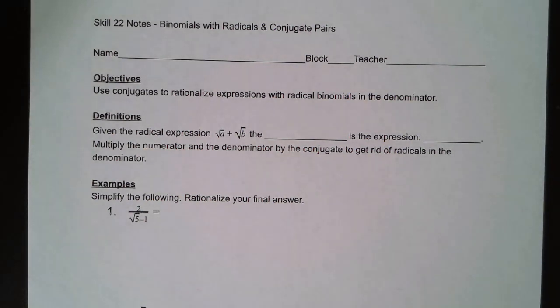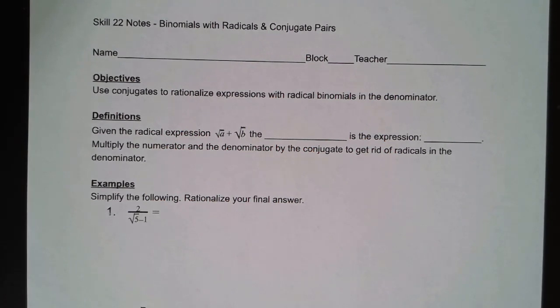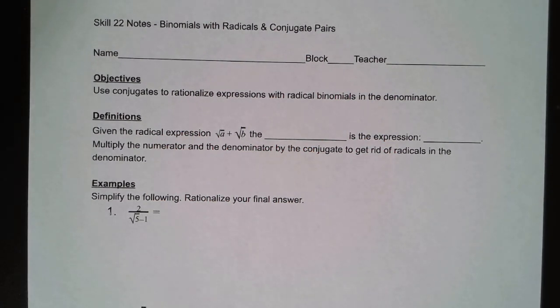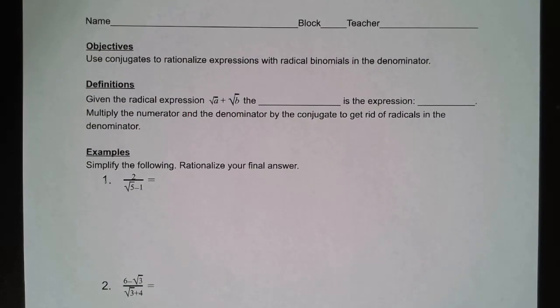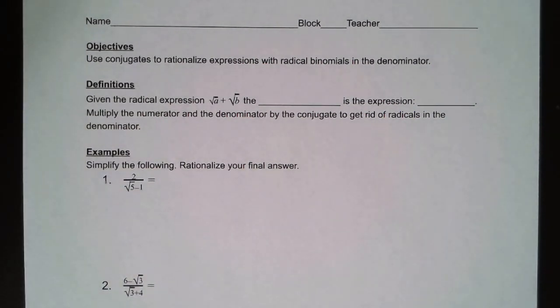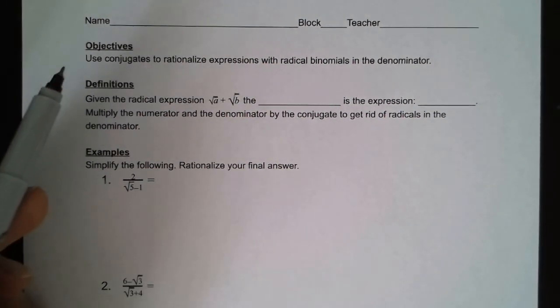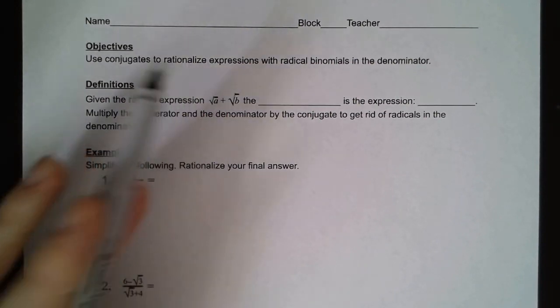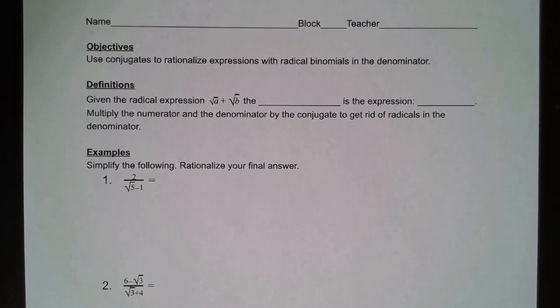Hello, class. Today we're going to be doing skill 22, and we're going to be talking about binomials with radicals and conjugate pairs. So, mostly we're going to be talking about how to rationalize something like this, where we have two terms in the bottom and one of them is a radical. So, our objective is to use conjugates to rationalize expressions with radical binomials in the denominator.